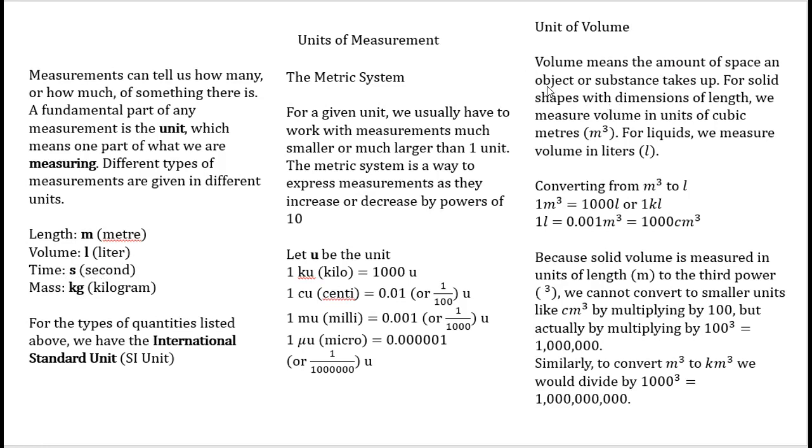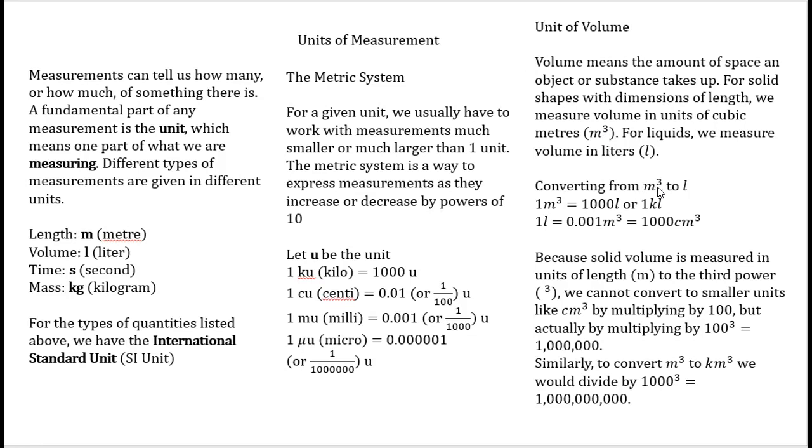As well as grams. Now, when we're dealing with volume, volume means the amount of space an object or substance takes up. So for solid shapes with dimensions of length, we measure volume in units of cubic meters. And for liquids, we measure volume in liters. So let's say you had a cube, and the cube is solid wood, and you had the dimensions. You would measure the volume of the cube in cubic meters, whereas if you had a bottle of water, the volume would be in liters, right?